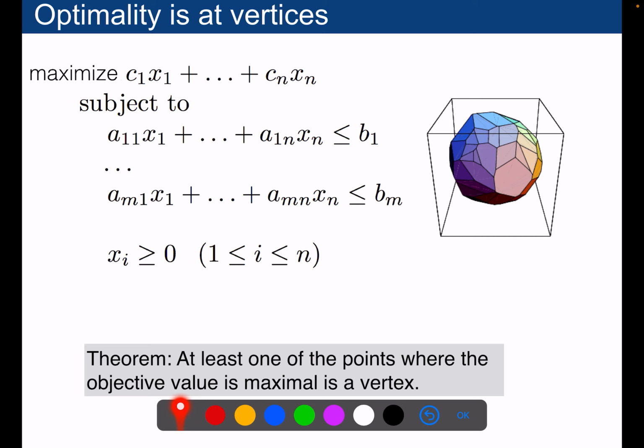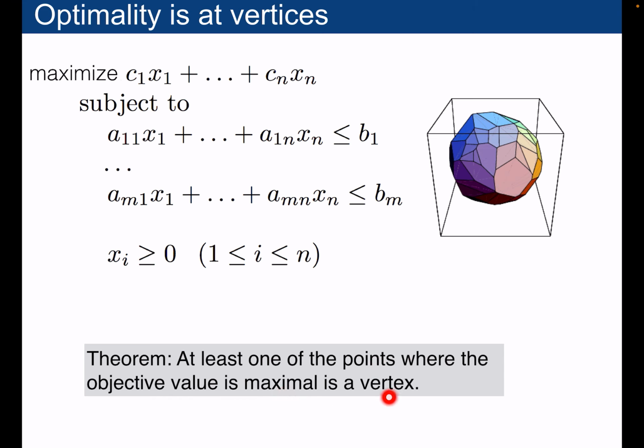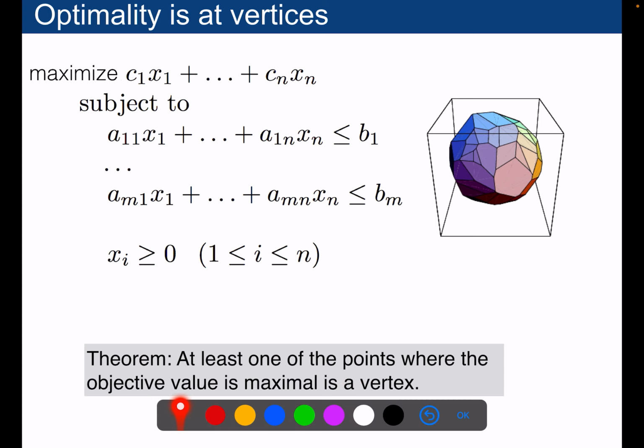Another very important theorem here is that at least one of the points where the objective value is maximal is a vertex. Okay, at least one is a vertex. So you take the set of linear inequalities, you've got a polytope. We know that one optimal solution will be on a vertex, right? Somewhere on a vertex. We don't know which one, but we know that it will be at least on one of the vertices. Okay?